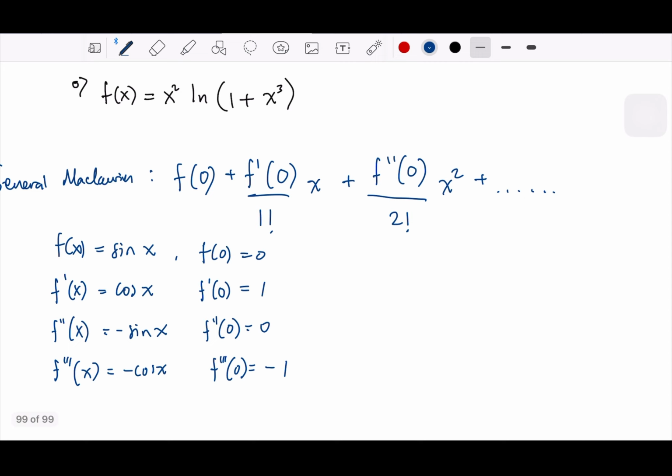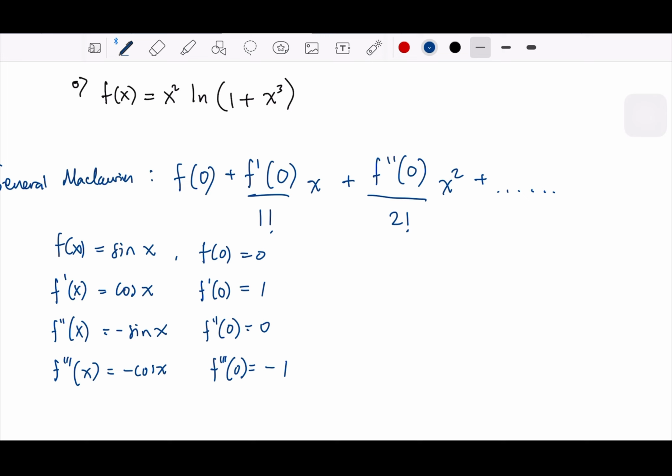Now from this pattern, you will see that every time n is 0, 1, 2, 3, when it's 0, 2, maybe 4, 6, the even numbers, all of the coefficients will be 0. So for sine, we are just concentrating on finding which one is the odd one.